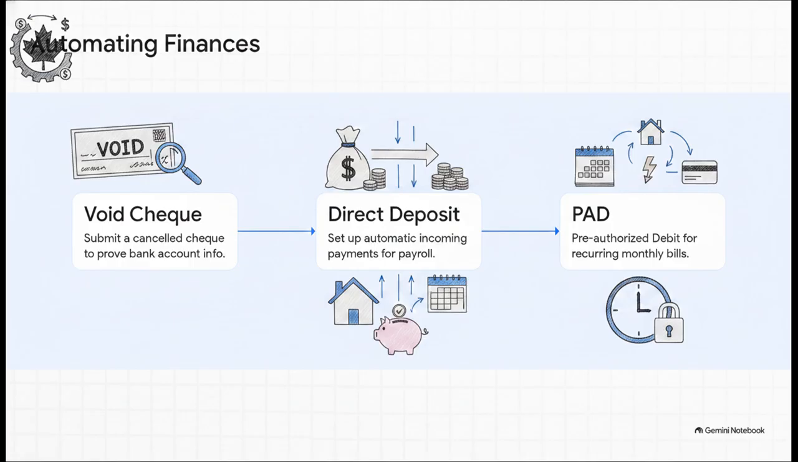You can now set up direct deposit for your payroll, which is how basically all Canadians get their salary, or you can set up a pre-authorized debit, commonly called PAD. You use PAD to automatically pay recurring bills, like your utilities or mortgage, so you literally never miss a payment. The test absolutely loves to quiz you on how these three terms relate to each other.